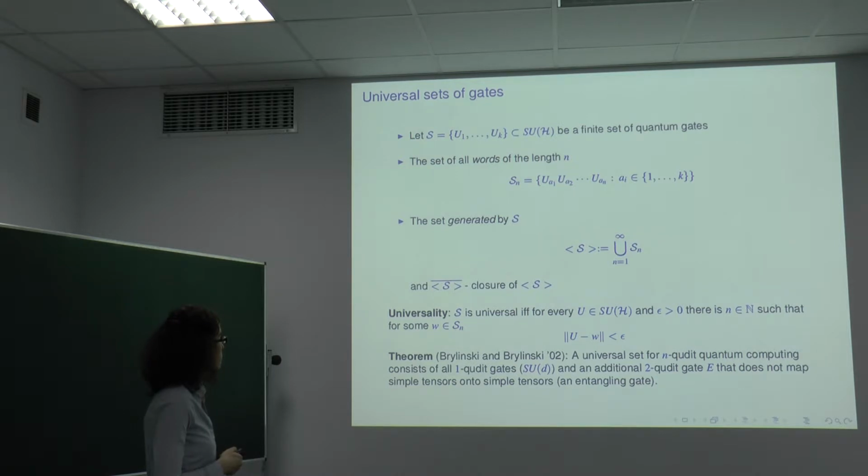In order to have a group, because this set has not necessarily a group structure. So if you want to have a group generated by S, we need to close this set topologically, and the closure is denoted by overline. And now, what does this mean in practice?